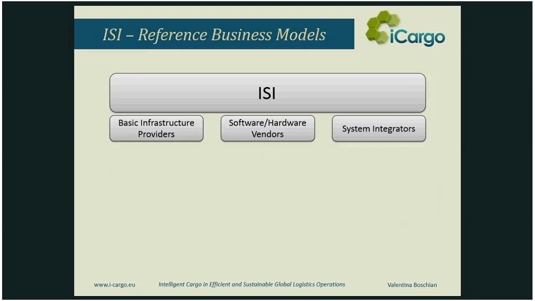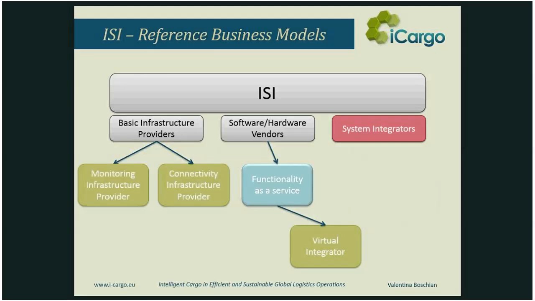About the ISI, we consider different roles. We have the basic infrastructure provider, software hardware vendors, and system integrators. The system integrators, as we know them today, will have a much diminished role in the cargo ecosystem. The matching with iCargo jobs has highlighted several potential disruptions to the system integrator current business model and no clear opportunity to be pursued by evolving the business model. So this role will disappear.